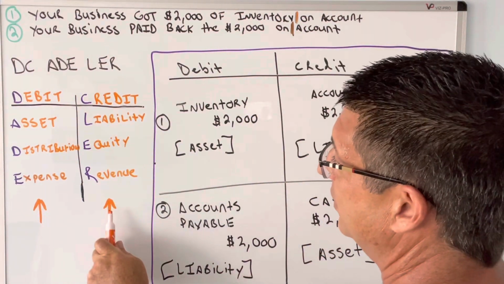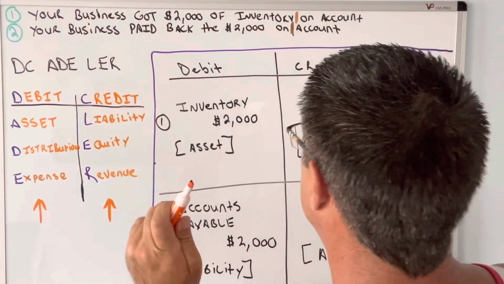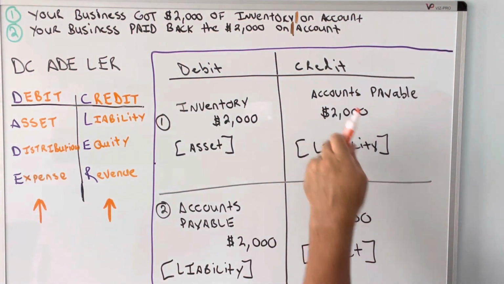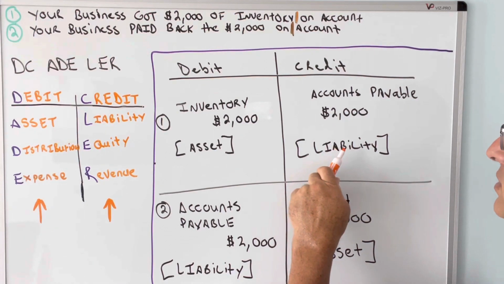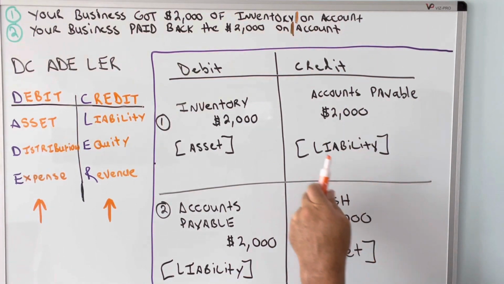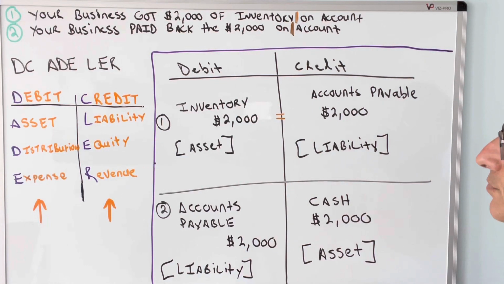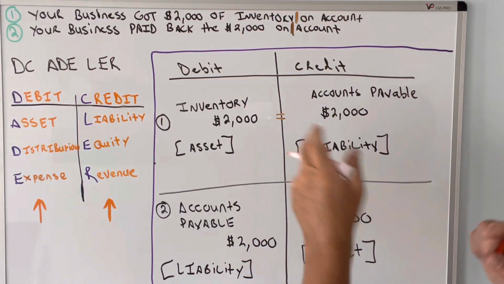So if our liability account is going up, we're going to credit it. So that's our credit on our first journal entry. Accounts payable for $2,000 because the liability is increasing in value. Do the debits and credits equal? Yes, they do. And that's our first journal entry.